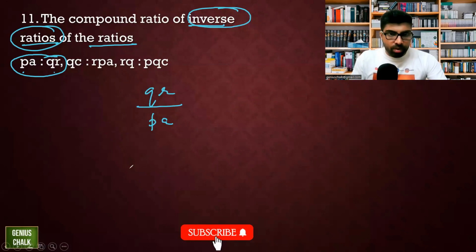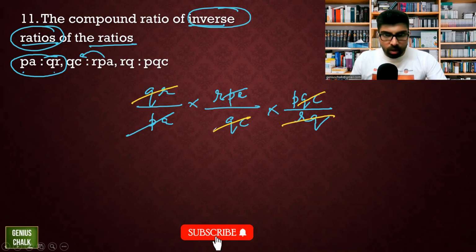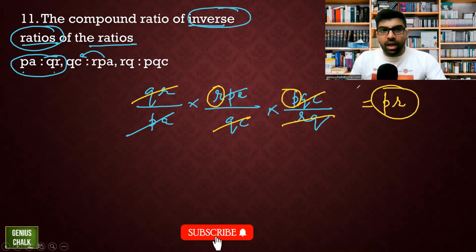Afterwards, the second one is QC by RPA. Once I reverse it, it will be RPA by QC. Next, RQ by PQC. If I reverse it, it will be PQC by RQ. Now, just solve. PA cancels, then QC cancels, QR also cancels. What am I left with? I am just left with P and R. So this is going to be my final answer. So PR is the compound ratio of the inverse ratios of these ratios, right?